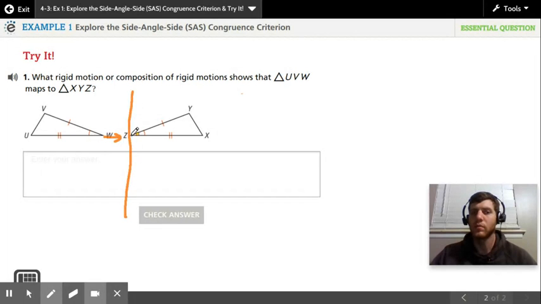So shift it to the right so Y matches up, or W matches up with Z. And then you're going to reflect it over that line. Okay, and that's going to show that they are congruent.